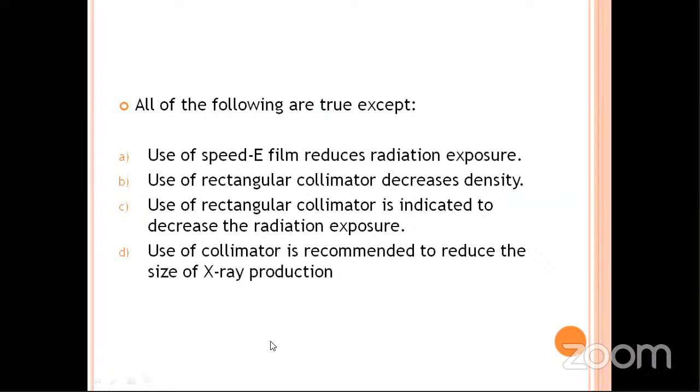All of the following are true except, again an exception question. Use of speed E film reduces radiation exposure. Use of rectangular collimator decreases density. Use of rectangular collimator is indicated to decrease the radiation exposure. Use of collimator is recommended to reduce the size of X-ray production.